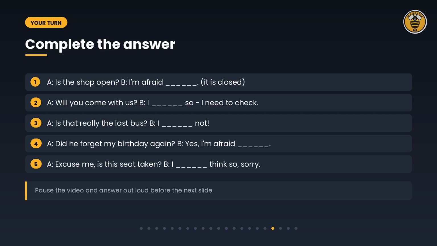Your turn. 5 gaps. Pause the video and say each answer out loud before you continue. 1. Is the shop open? I am afraid blank. The shop is closed. 2. Will you come with us? I blank so. I need to check. 3. Is that really the last bus? I blank not. 4. Did he forget my birthday again? Yes. I am afraid blank. 5. Excuse me, is the seat taken? I blank think so, sorry. Pause now.